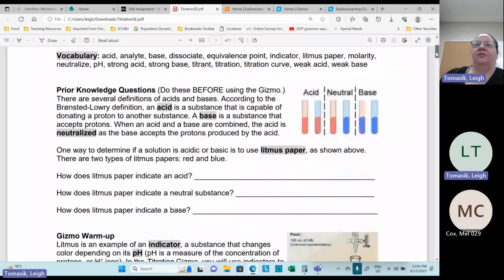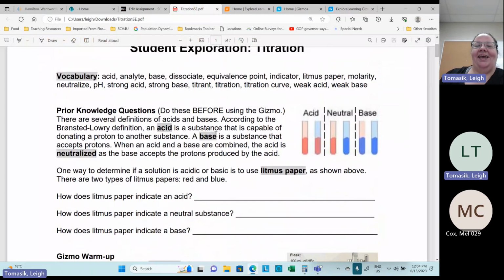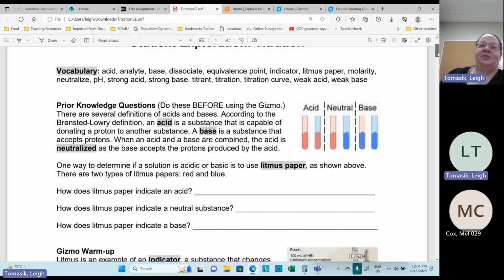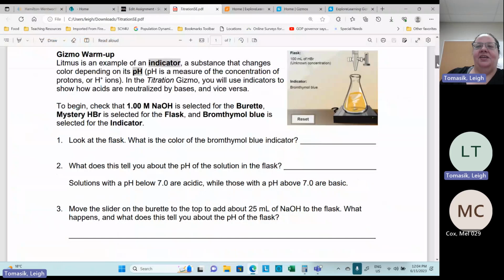So you're going to do a virtual titration. It's going to ask you what you remember about acids, bases, neutral substances, right? And litmus paper, so you can see it there. Make sure you pull it up in color. If you print it off, it might be in black and white, and you might not be able to do this question. So make sure you look at the litmus paper in color. And then it shows you how to operate the titration.